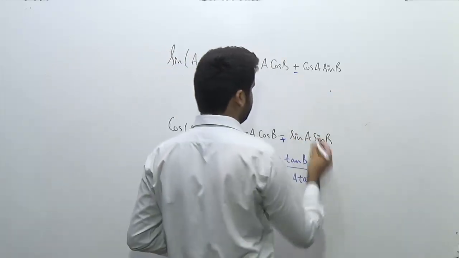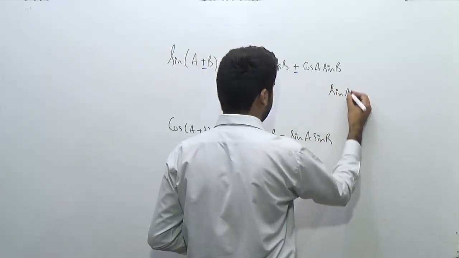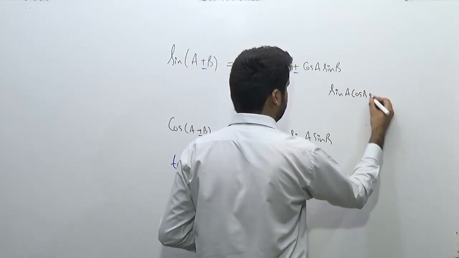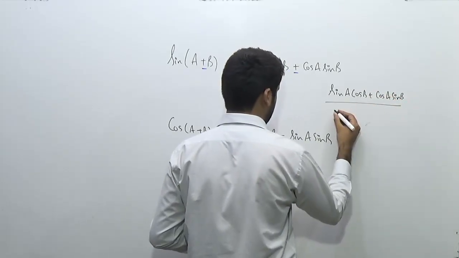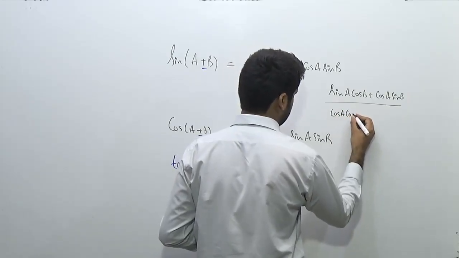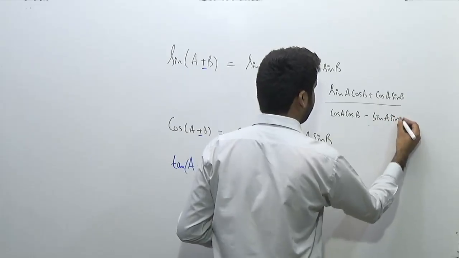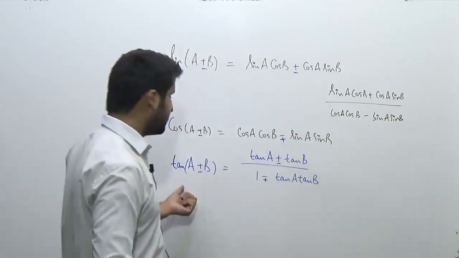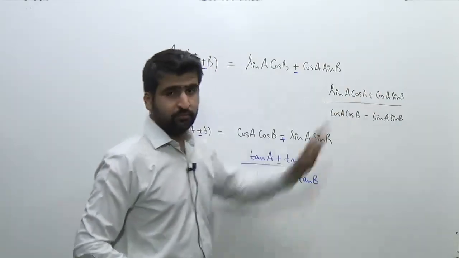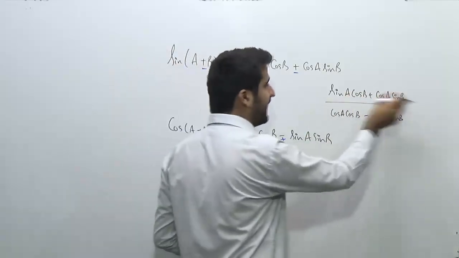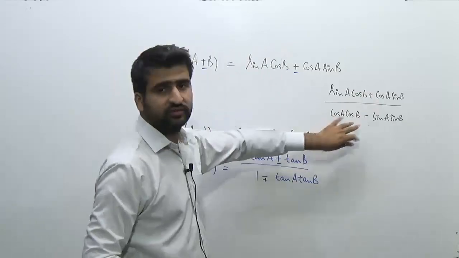The tan of A plus B will be equal to the division of these two. So that will be equal to sin A cos B plus cos A sin B divided by cos A cos B minus sin A sin B. Now I want this formula in terms of tan, so I cannot have sin A and sin B over here. I want these things as tan. So I will divide the numerator and denominator by cos A cos B.